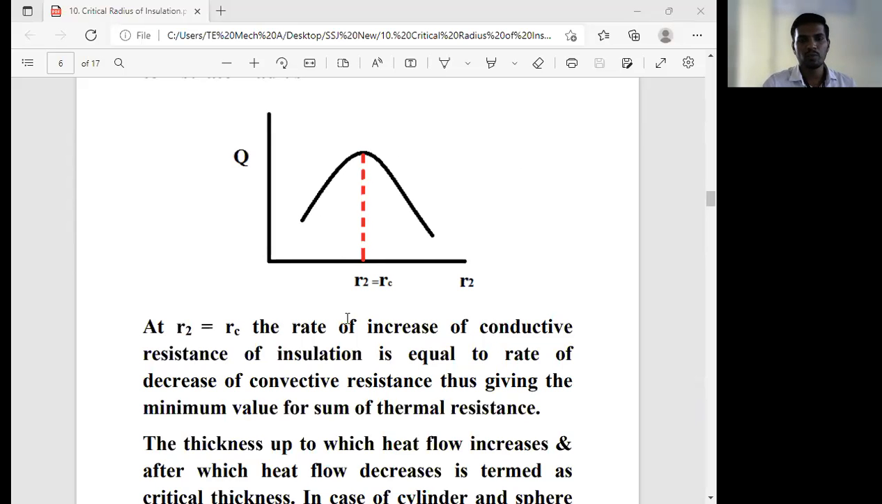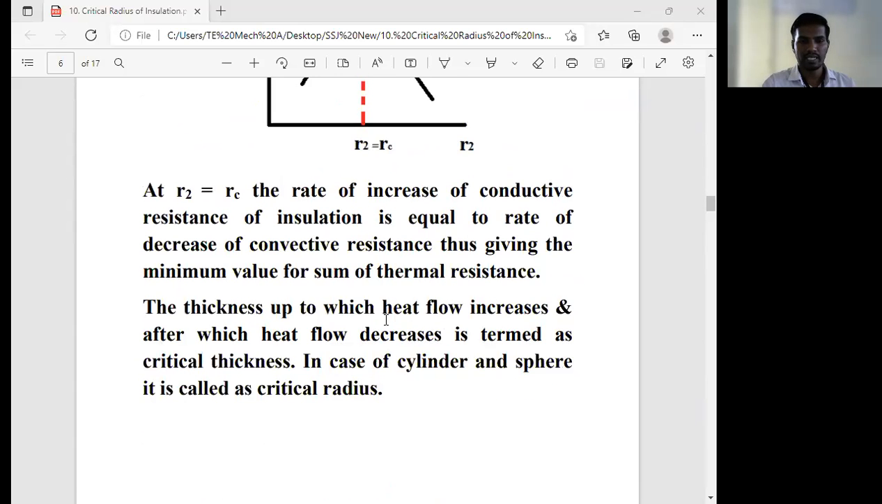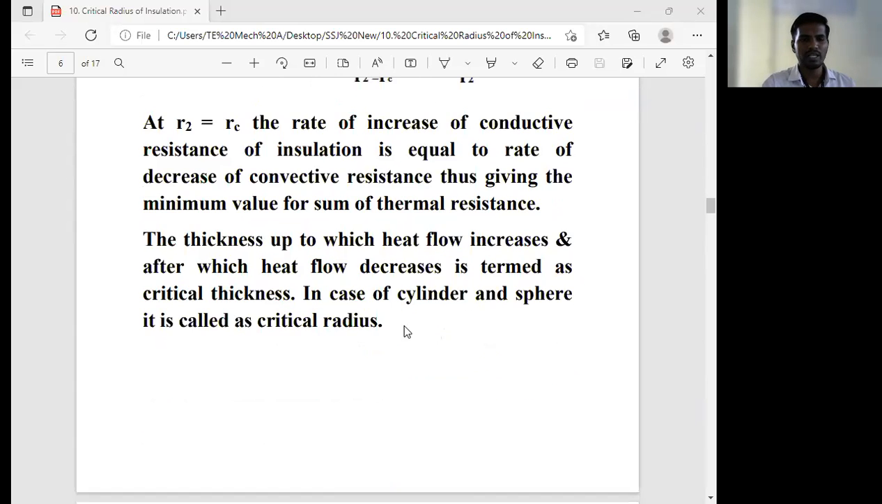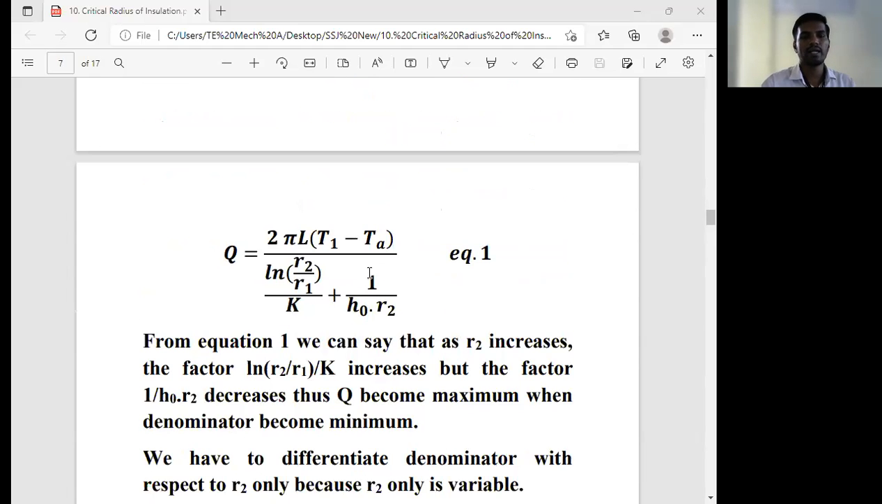ओके, सो दिस इज अबाउट द क्रिटिकल थिकनेस और क्रिटिकल रेडियस. ओके, सो नाउ वी हैव टू डिराइव द इक्वेशन फॉर द क्रिटिकल रेडियस. म्हणजे त्या क्रिटिकल रेडियसची व्हॅल्यू कशी कॅल्क्युलेट करायची ते इक्वेशन आपल्याला डिराइव करायचं. म्हणजे सिलेंडर असेल तर RC is equal to what, sphere असेल तर RC is equal to what. So that all of you write down this equation. Write down, जी काही डायग्राम आहे तीच आपण कन्सिडर केलेली आहे. Q is equal to, write down that equation.